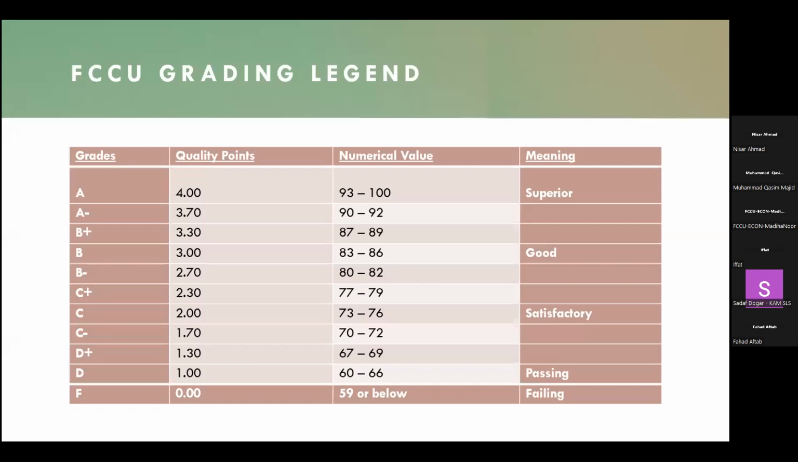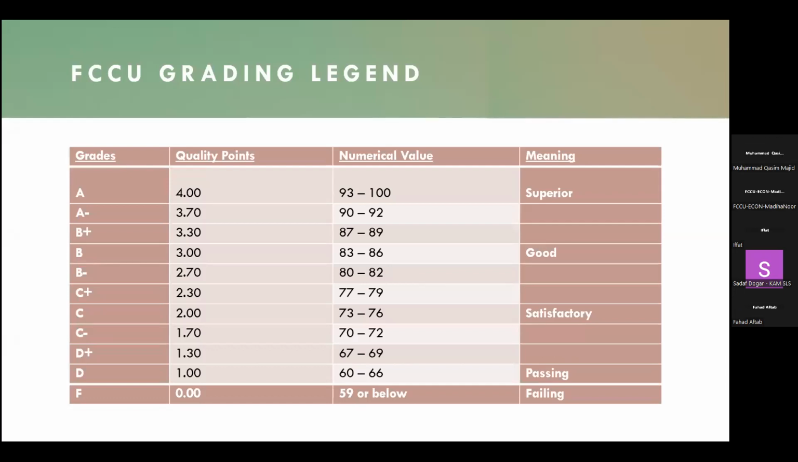First of all, as a new faculty, we must know this is the grading legend of Forman Christian College, and the same grading legend is used in Moodle as well. So there's a numeric value to certain quality points and meaning of those numeric values as well. So you can see that, and you must be having this grading legend as well.